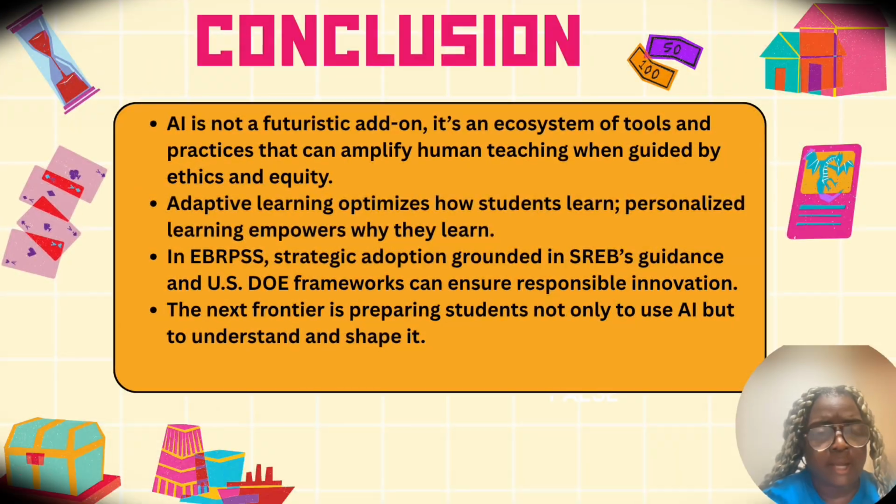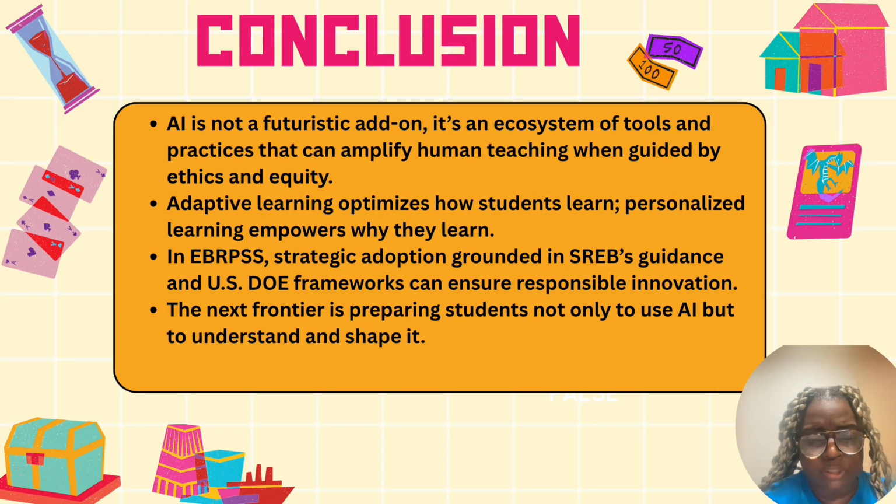In conclusion, AI is not a futuristic add-on. It's an ecosystem of tools and practices that can amplify human teaching when guided by ethics and equity. Adaptive learning optimizes how students learn. Personalized learning empowers why they learn. In EBR's school system, strategic adoption, grounded by SREB's guidance and the U.S. Department of Education framework, can ensure responsible innovation.